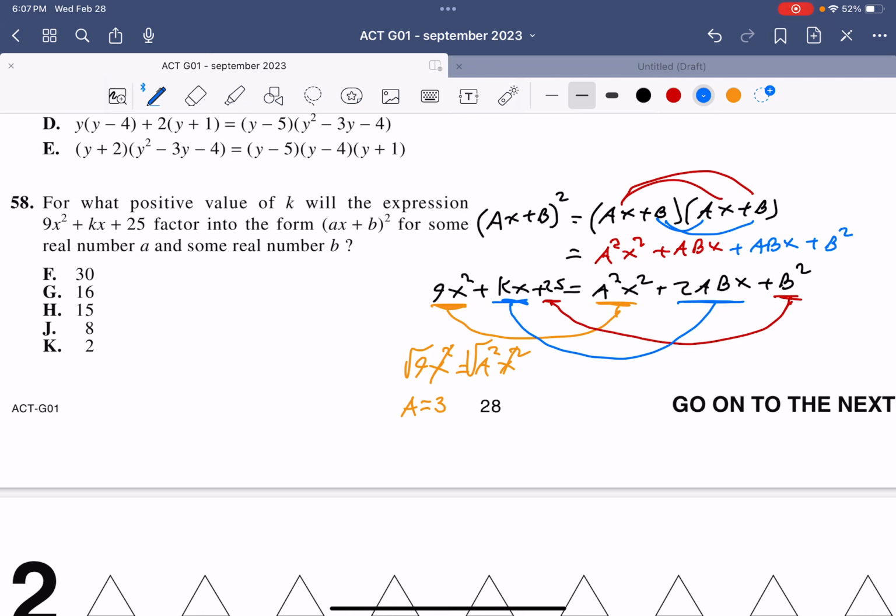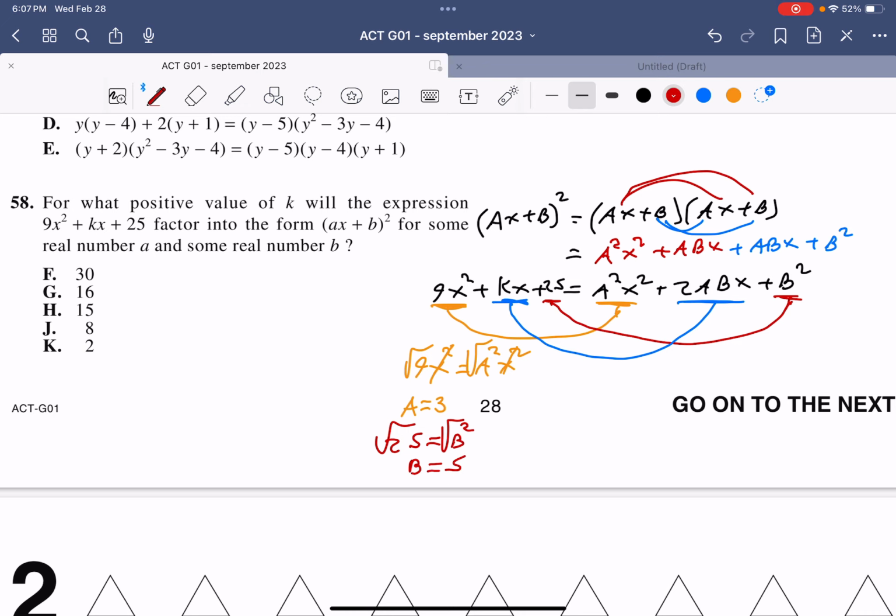Now let's go ahead and find what b is. So we see over here in red that 25 is equal to b squared. So we'll write that down. So 25 is equal to b squared, and this is just one step. So we're going to square root both sides, and we find that b is equal to 5.